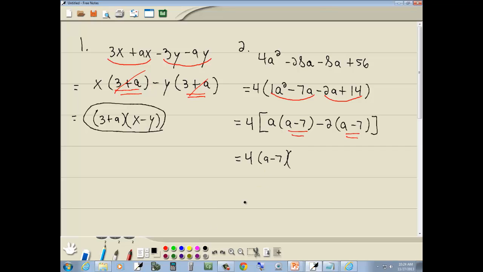And to decide what goes in your second set of parentheses, you can cross out these A minus 7s. And what isn't crossed out is what goes right here, which would be A minus 2. And that's our answer.